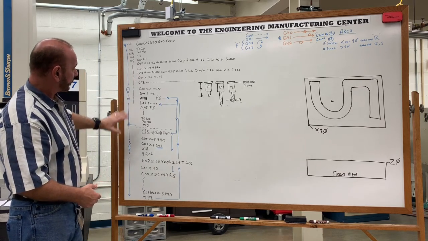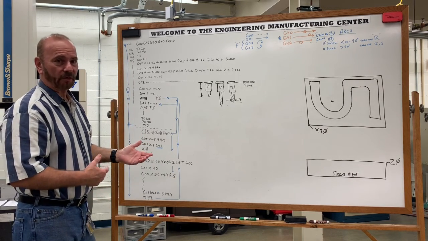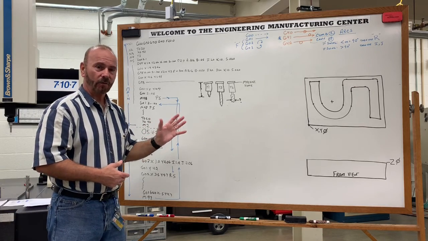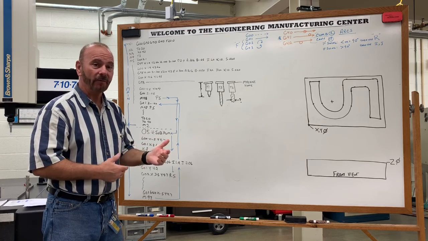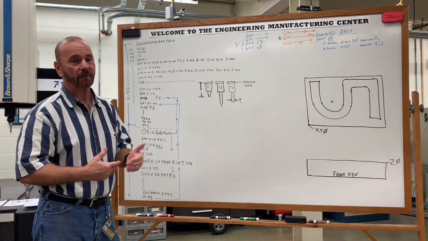The end block numbers. End block numbers are like place markers. They are not necessary in order for the program to run. Okay, and I'll repeat that, they're not needed. However, we like to have them because they're great reference points.